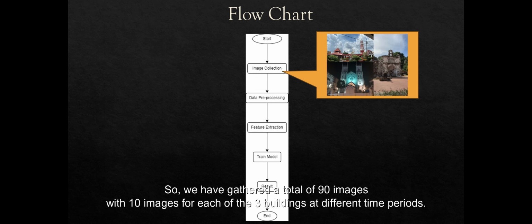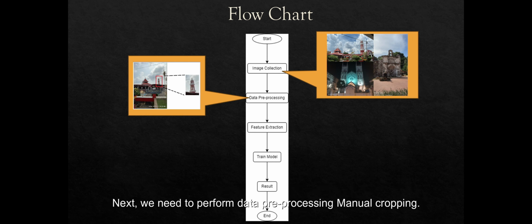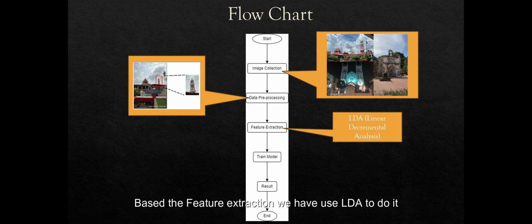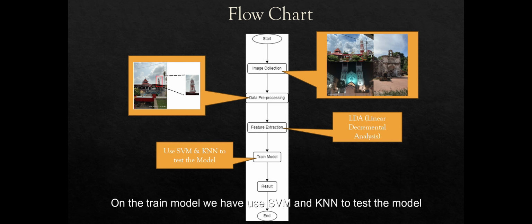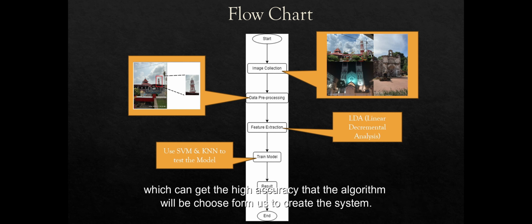So we have created a total of 19 images, with 10 images for each of the 3 buildings at a different time period. Next, we need to perform the data pre-processing, manually grouping. For feature extraction, we use LDA. On the train model, we have used SVM and KNN to test the model, to get the high accuracy, so that the algorithm will be chosen from us to create the system.